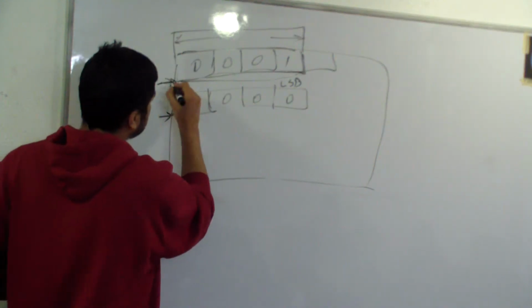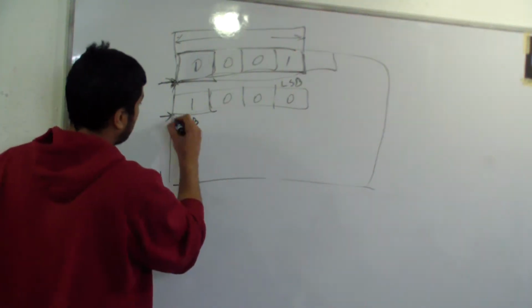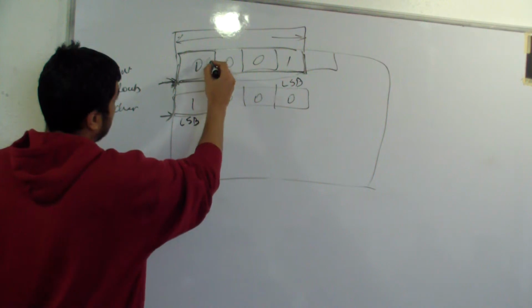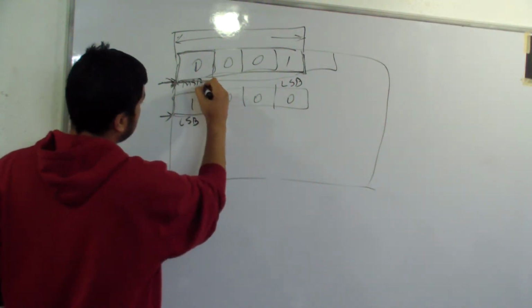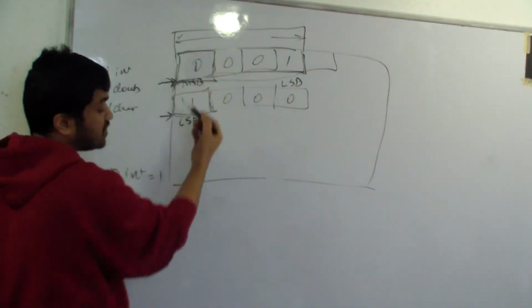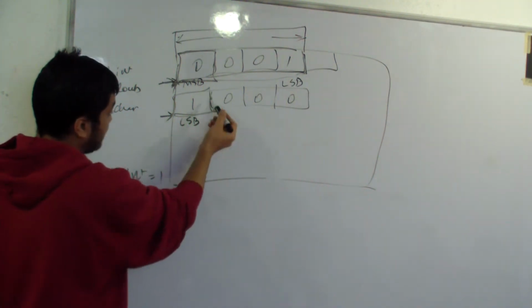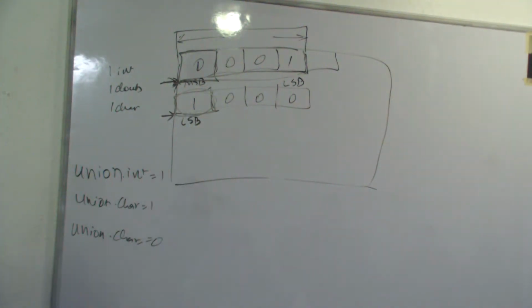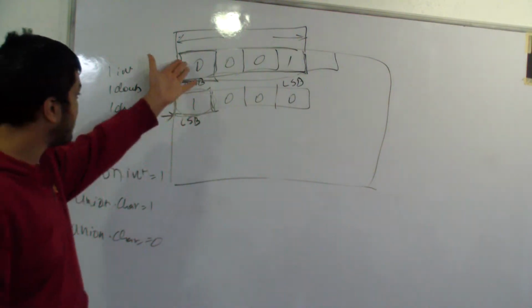When I say char, it will just look at 1 byte. It will look at only 1 byte. In the case of MSB being on the leftmost side, this will be 0. In case of LSB being on the leftmost side, this will be 1. So then you can figure out whether it is little endian or big endian.